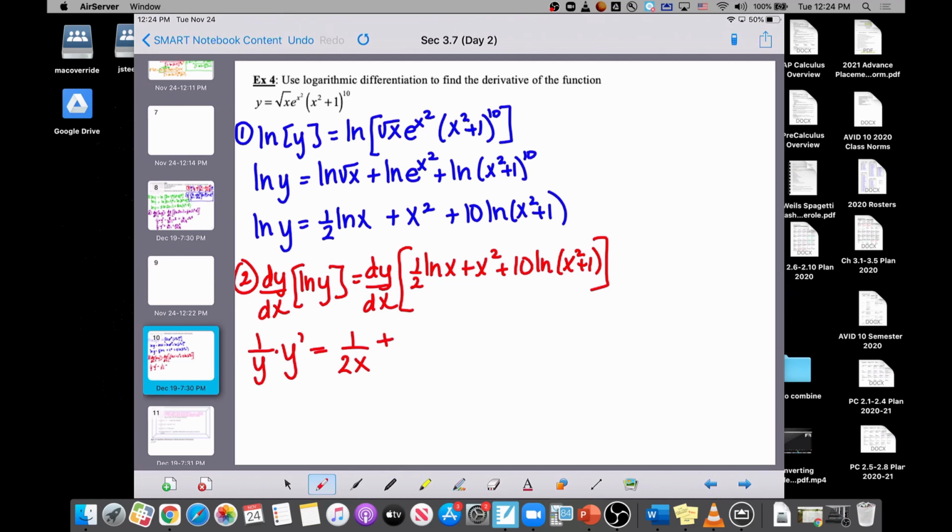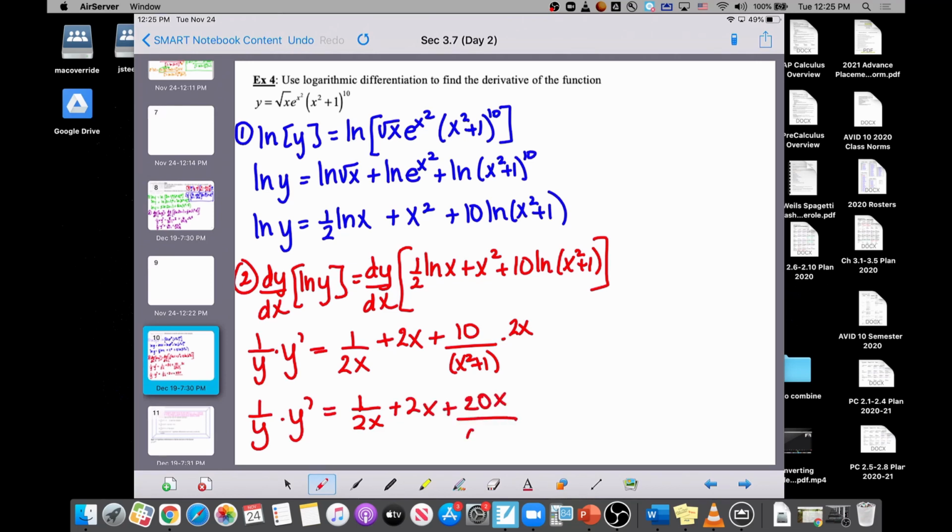Plus the derivative of x squared is 2x. And plus, we've got our 10, right? And then the derivative of natural log of something is 1 over the stuff. So x squared plus 1 times the derivative of that, and the derivative of x squared plus 1 is 2x. So we end up with 1 over y times y prime is equal to 1 over 2x plus 2x plus 10 times 2x would be 20x over x squared plus 1.